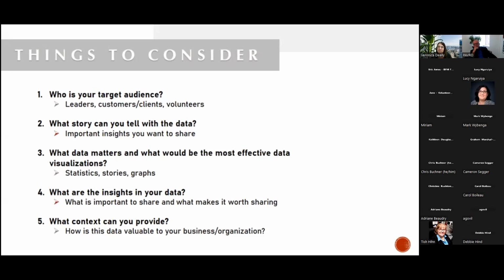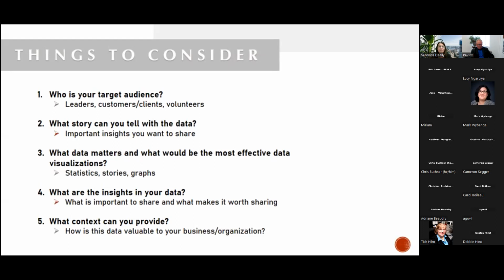So if you know the data you want to share, is it going to look best shared in a story, a full-page story, a 2-page story, a graph, however it is that you think would make it more stimulating for your audience? What are the insights of your data? So what is it that makes your data worth sharing? And if you could really make it so that it's 1 sentence max or a few words max.